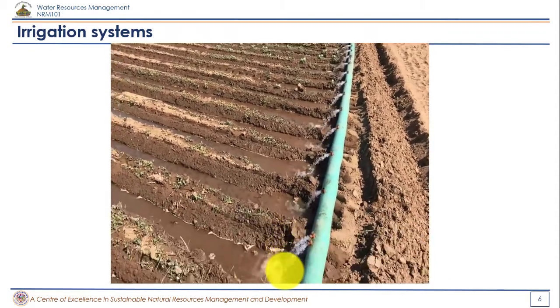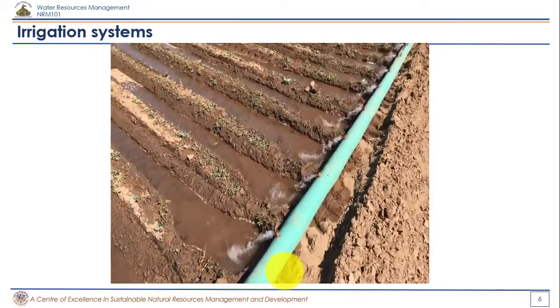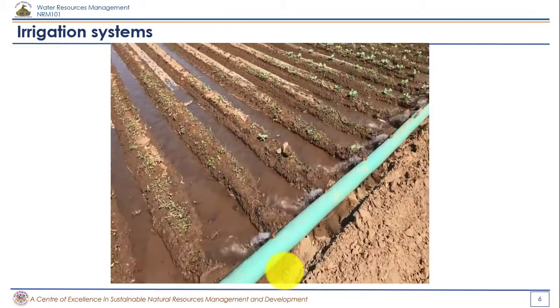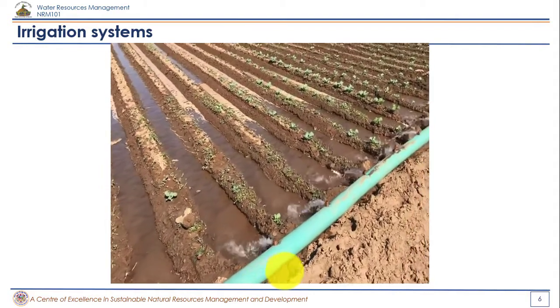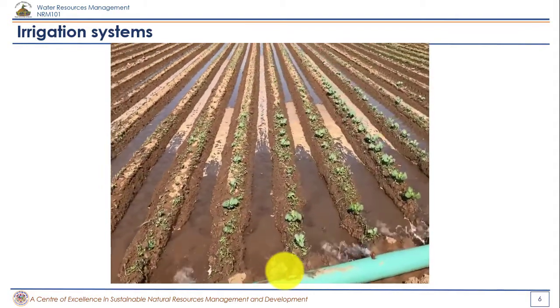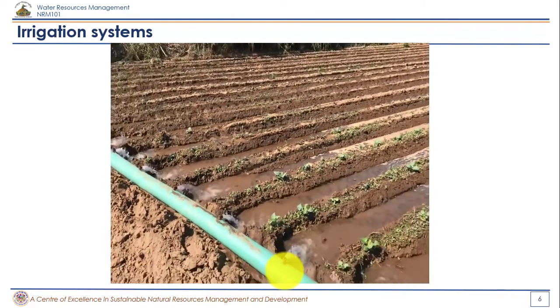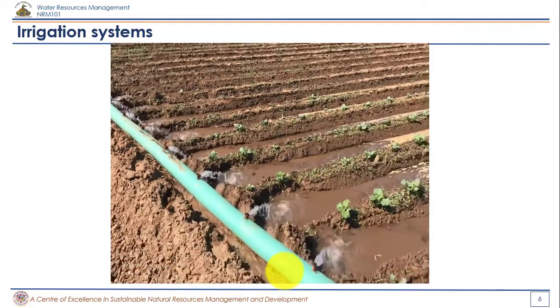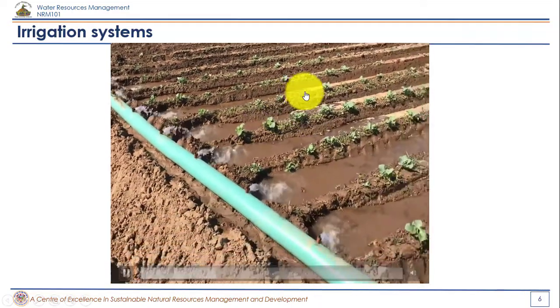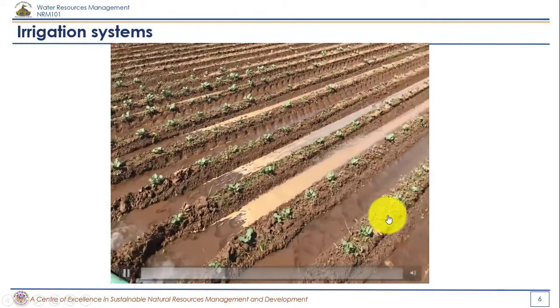But this exactly cannot be a drip irrigation system because water drops are not coming out, but a huge quantity of water is coming out. So this can be a surface irrigation system, specifically a furrow irrigation system, because you can see that there are furrows or dikes between those plants.